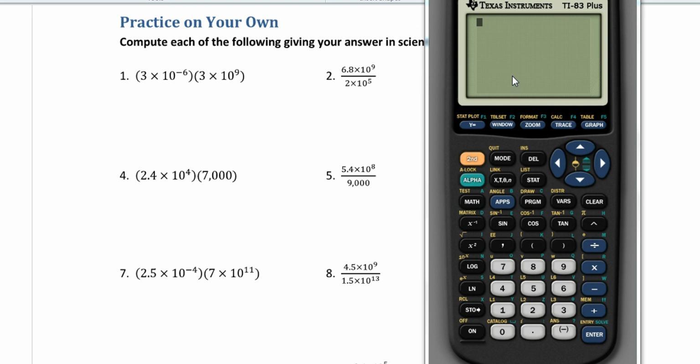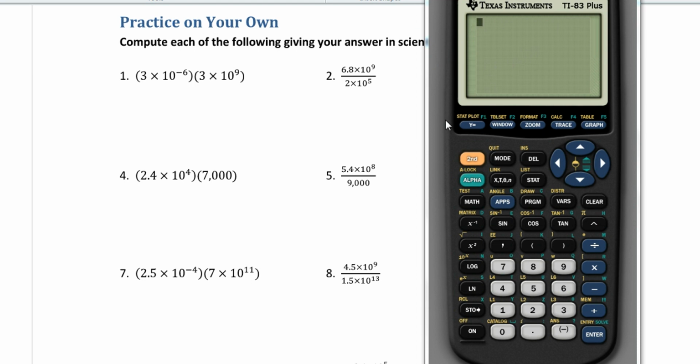Hey guys, in this video we are focusing on performing calculations when the numbers are given in scientific notation. In order to accomplish this, we're going to go ahead and use a scientific calculator. I have my TI-83 set up here.